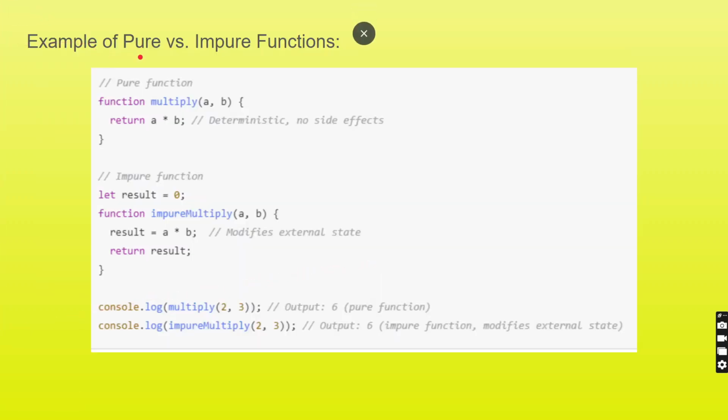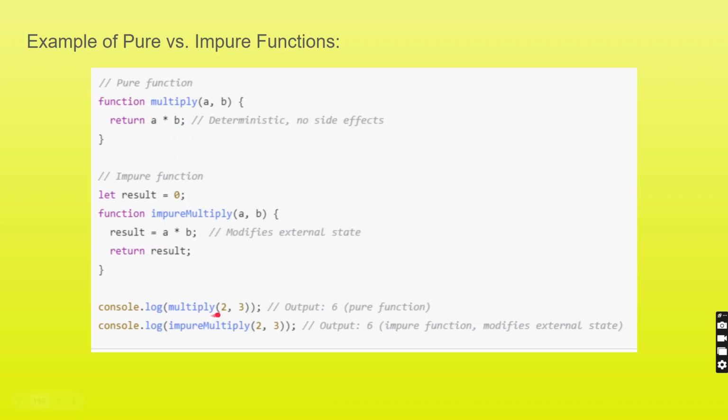Example of pure versus impure function. First we'll see a pure function, multiply, with arguments a and b, which returns a multiplied by b. It is deterministic with no side effects. And here you can see an impure function. There is a let result outside, and multiply with a and b modifies external state. So whenever we call it with 1 or 2, this will modify it.